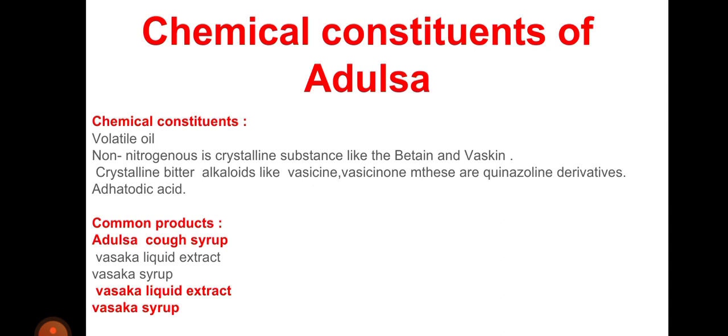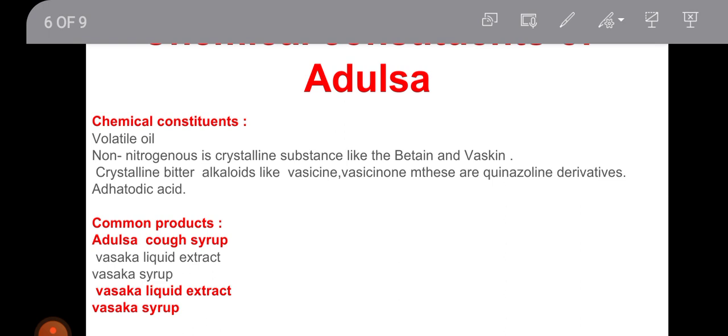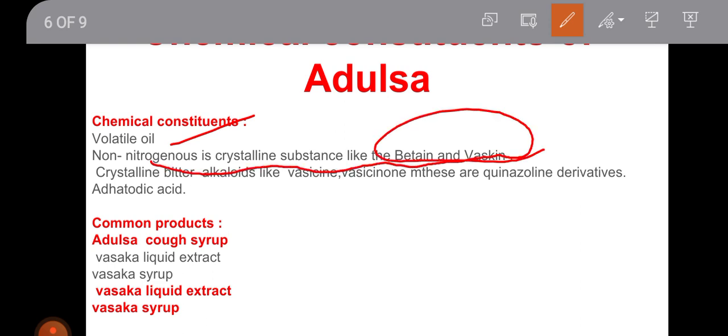The chemical constituents of this Adhatoda vasica plant are volatile oils, non-nitrogenous crystalline substances like betaine, and vasicine. There are crystalline bitter alkaloids, that is vasicine, vasicinone, and vasicinol. These are quinazoline derivatives. Adhatodic acid is also there.